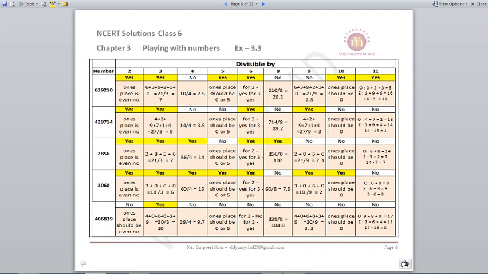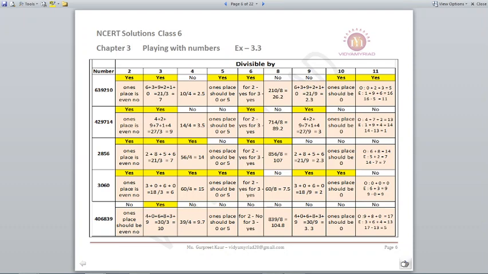In the case of 8, last 3 digits are 210. Let's divide by 8. It is not divisible. So answer is no. In case of 9, add all the digits. It is 21. 21 divided by 9 is not divisible. So answer is no. In the case of tens, if it has 0, so it is divisible. And for the 11, let's add odd and even. That will be 0 plus 2 plus 3, and even number will be 1 plus 9 plus 6. If we subtract it, we will get 11. So it is divisible by 11.